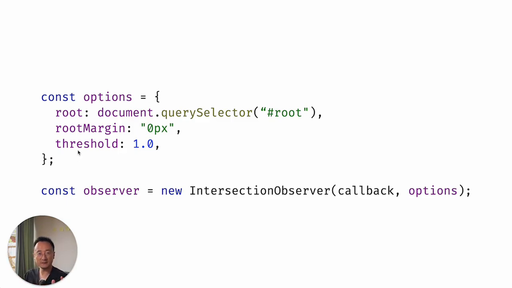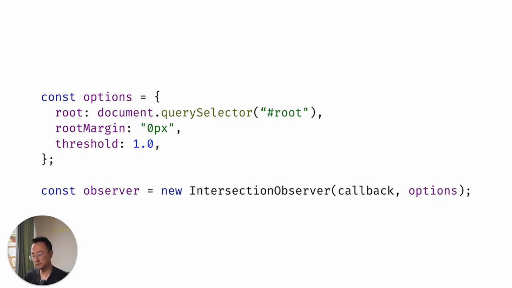We will see this in action in a minute, but this is how you normally would use the observer. To initialize the IntersectionObserver, you need two parameters. One is a callback function, and the other is the options. The options define the behavior of the observer.